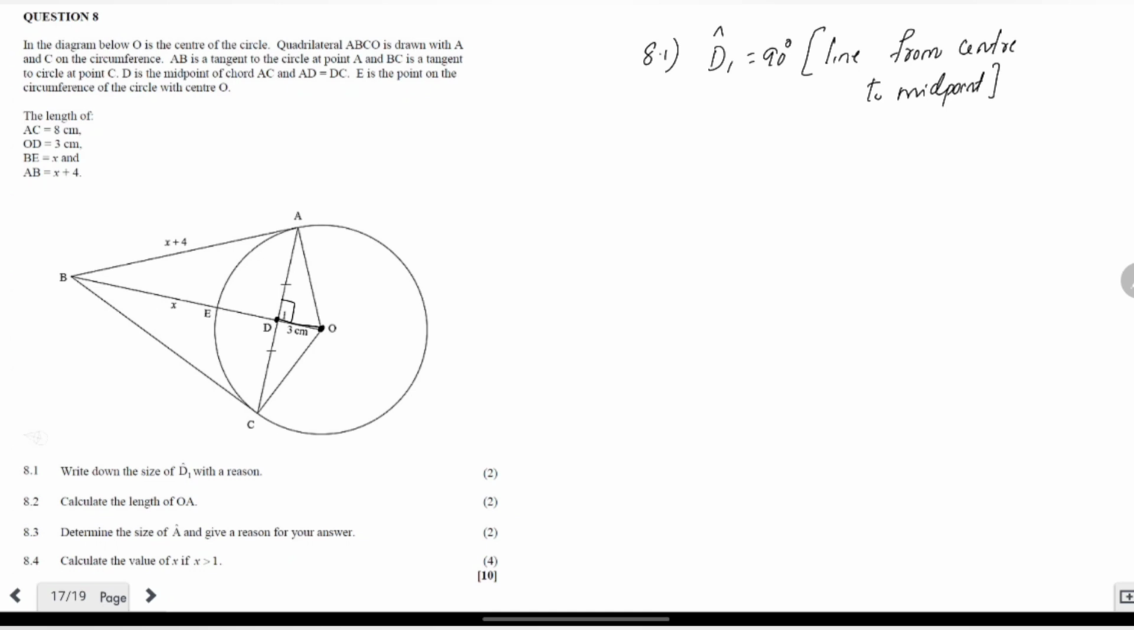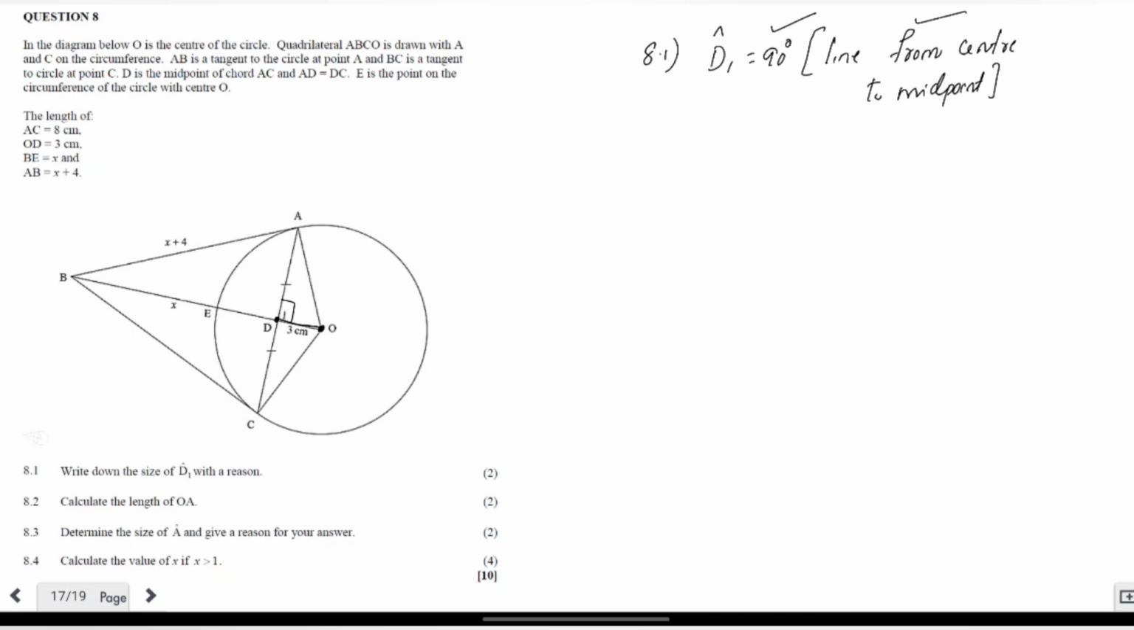Okay, midpoint. So this is the reason. 1 mark is for the statement, 1 mark for the reason. Reasoning is very important, guys. You have to write it that way. Here, the line from the center to the midpoint of the chord is going to be perpendicular to the chord.